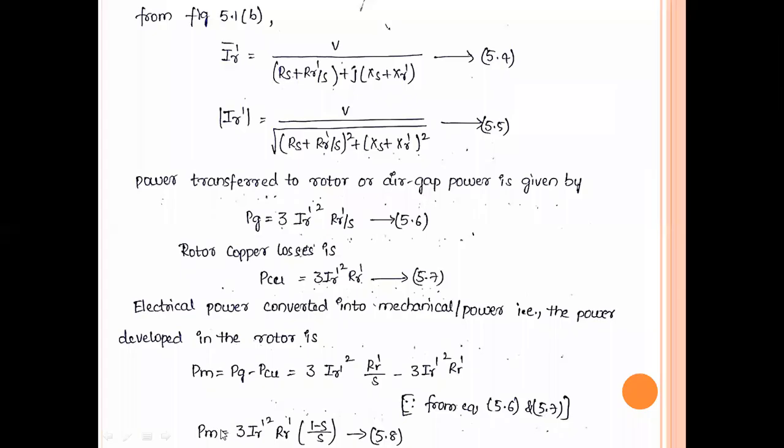So the developed power, which is PM, is equal to, you can simplify this. 3 into IR dash square is common here and here. Bring it common and simplify this, you will get 3 into IR dash square into RR dash into 1 minus S by S.